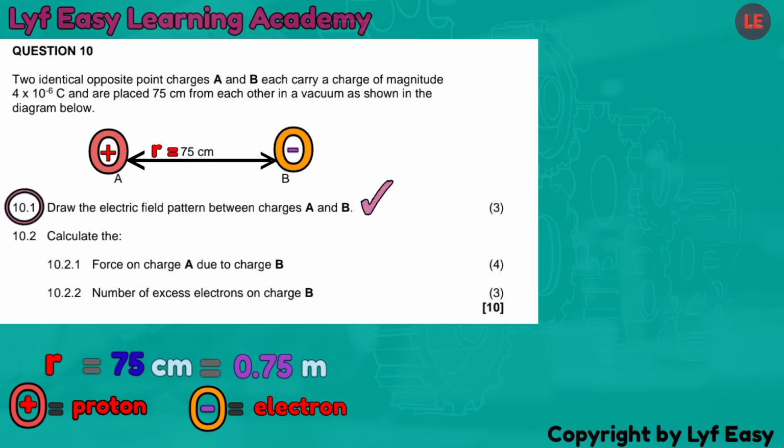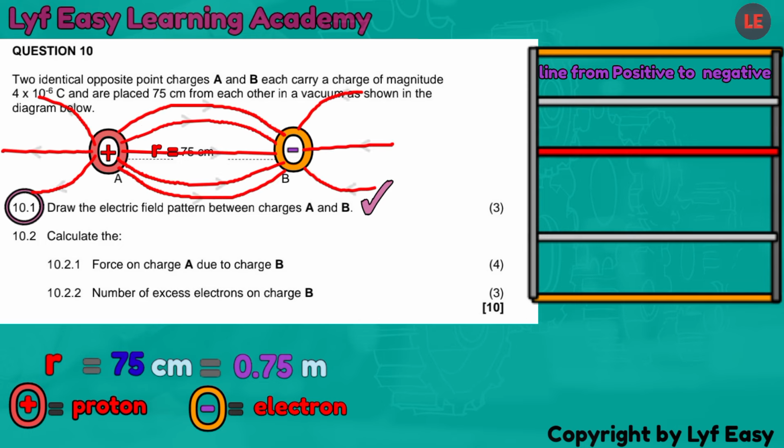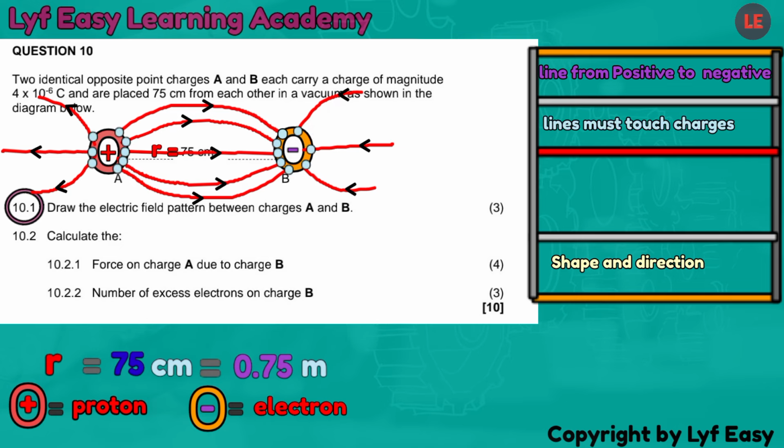We are instructed to draw the electric field pattern between these charges. Note that when we draw the pattern, the lines must always go from the positive terminal to the negative, and we show by arrows which side the electric field is towards. In this scenario, the arrows will point to the right, which is the negatively charged point. And remember, the shape also often counts for marks. Make sure that the lines are touching the charges and are not crossing each other.